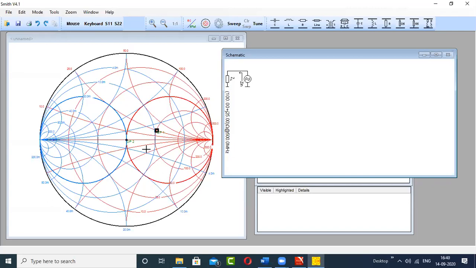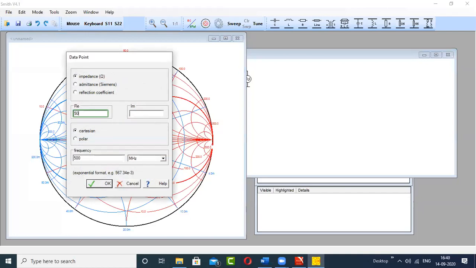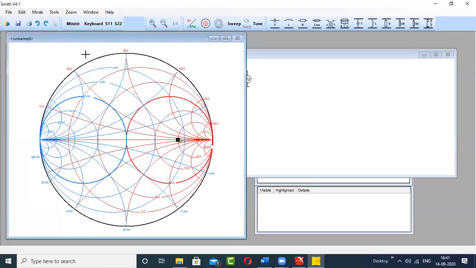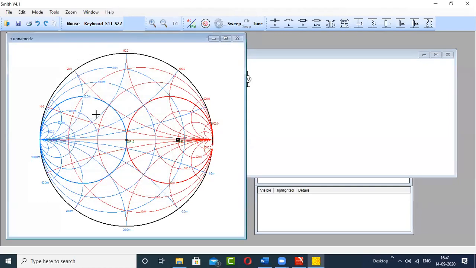What I will do, now suppose you are having what? An impedance which is real in nature, like suppose 200, and the imaginary part is 0. Okay, so it is lying somewhere here. Reference impedance is 50. So you can see both the impedances, because they are real in nature, are falling on this horizontal line.